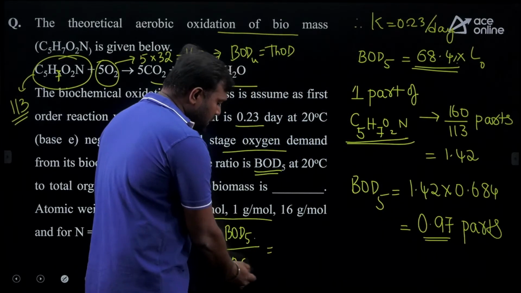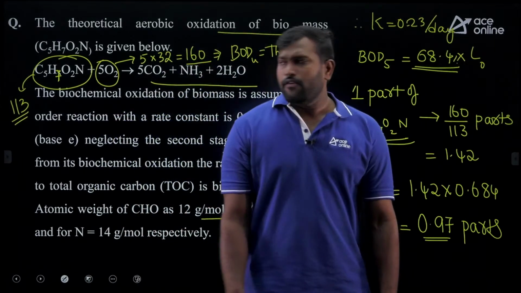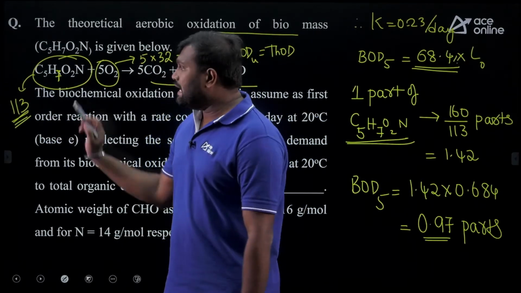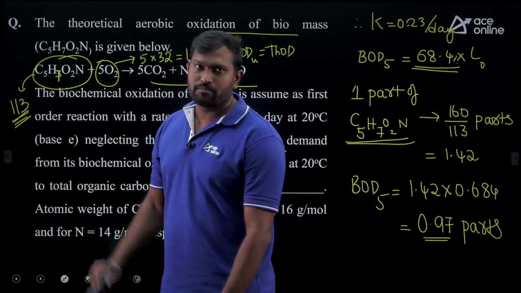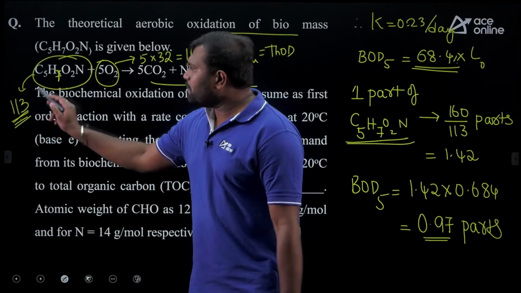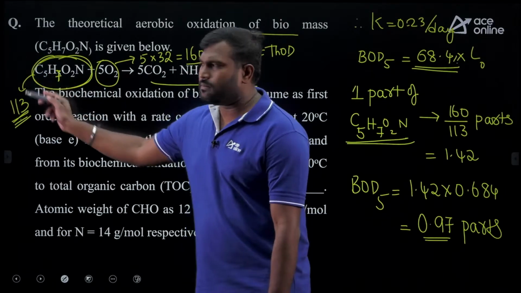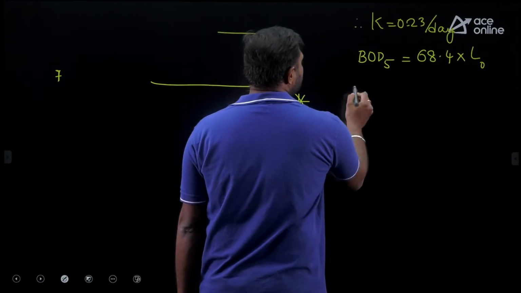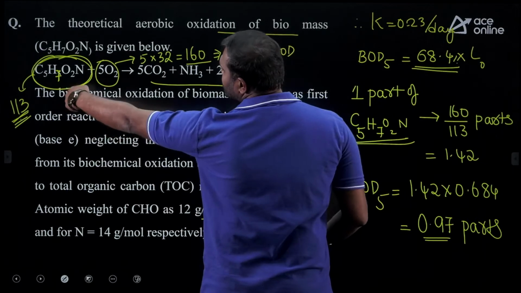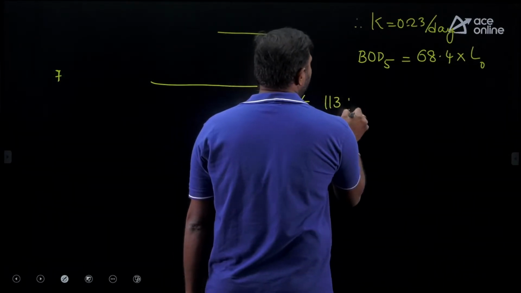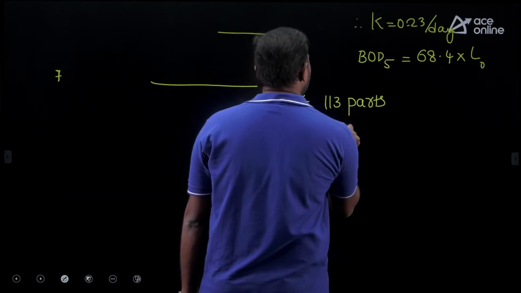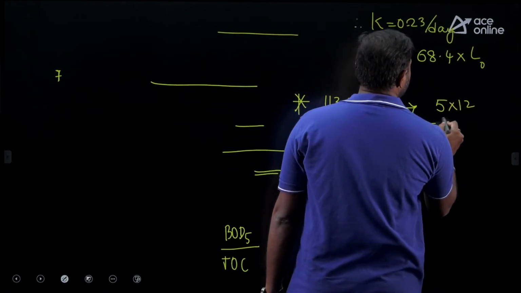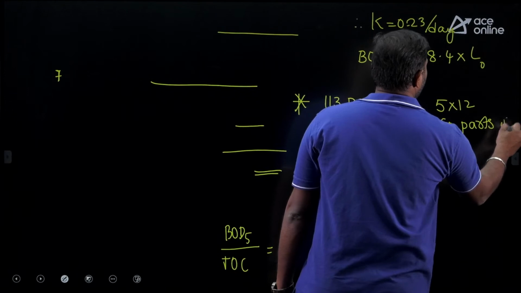And coming to the other one, what they are asking is the total organic carbon. From the given reaction, if you observe this compound, what is the molecular weight? 113. And in that, how much carbon is there? 5 moles. Yes. So now for 113 parts, what is the molecular weight of the carbon? 12, right? So for 113 parts, the carbon is going to be 5 into 12, which is 60. For 113 parts of compound, it requires 5 into 12, which means 60 parts of carbon.